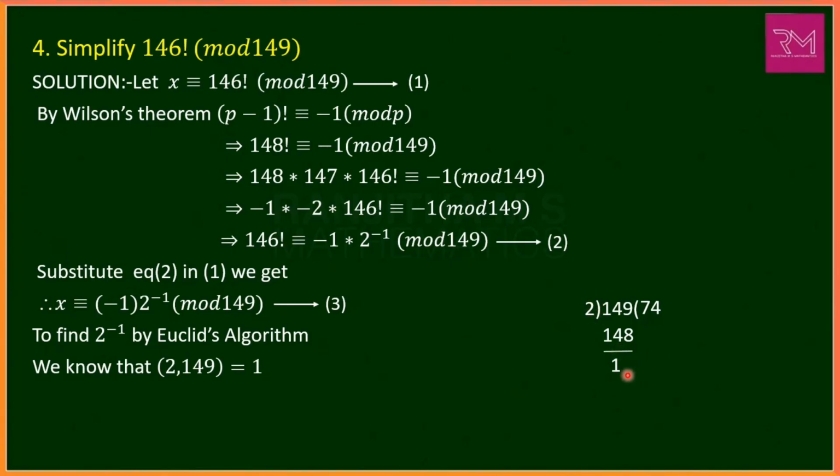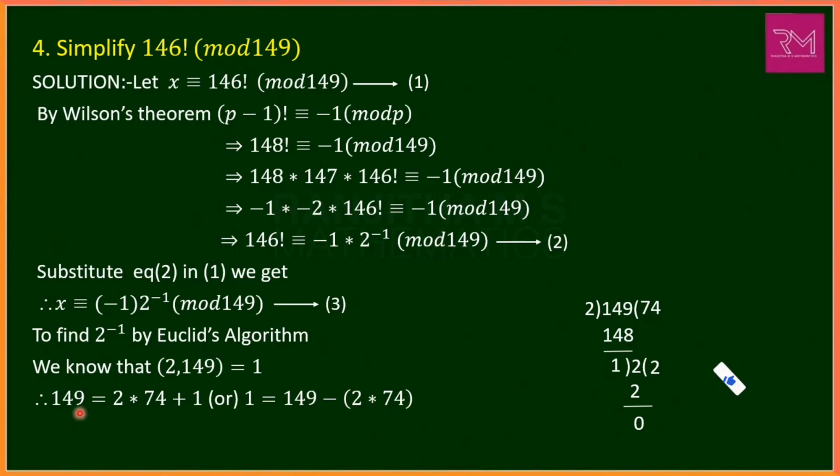Next, we have to divide this 2 value by 1. We get 1 into 2 as 2. So subtract 2 and 2, we get a remainder as 0. We can stop here and we have to apply the Euclid algorithm formula for this. We get 149 is equal to 2 into 74 plus 1. Or we can take this as 1 is equal to 149 minus 2 into 74. This is because dividend is equal to divisor into quotient plus remainder. That's the formula of Euclid algorithm.